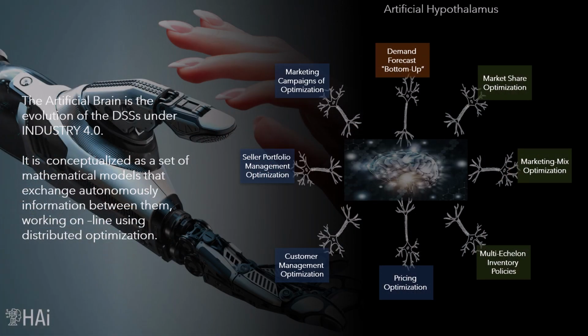The artificial brain is the evolution of DSS under the Industry 4.0 revolution that is conceptualized as a set of mathematical models that exchange autonomously information between them, working online, using distributed optimization. An artificial brain is a multi-problem mathematical model.